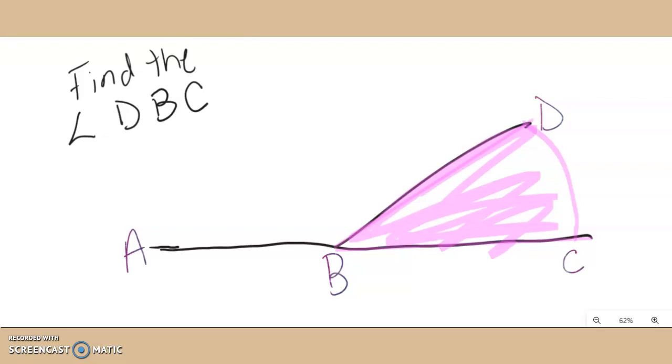And then pretty soon you're going to be finding the missing angle. So they might say, hey, find the missing angle of DBC, or find the missing angle of ABD, or find the missing angle of ABC. You're going to find the missing angles.